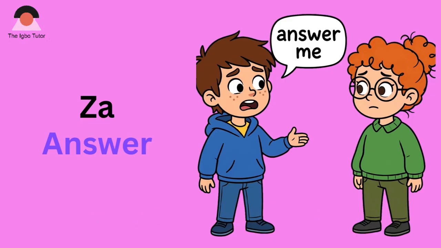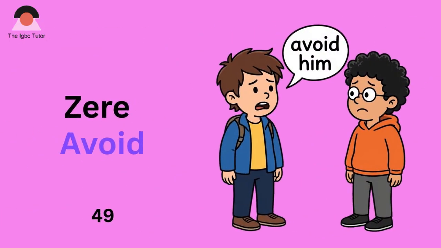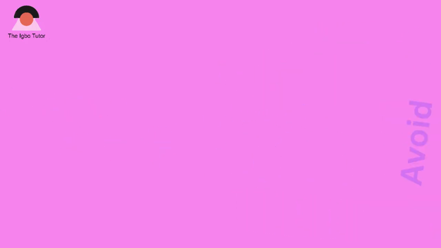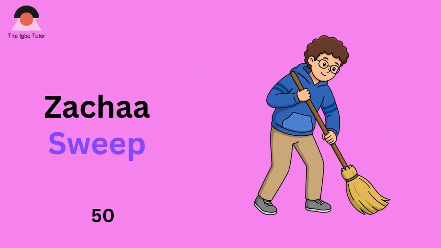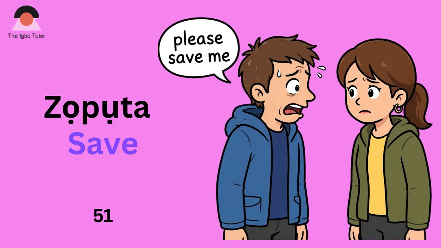48. Za, answer. It is not za. Za, answer. Answer me is zam. 49. Zere, avoid. Avoid him is zereya. We move to 50. Zacha, sweep. We have some bonus names for you.